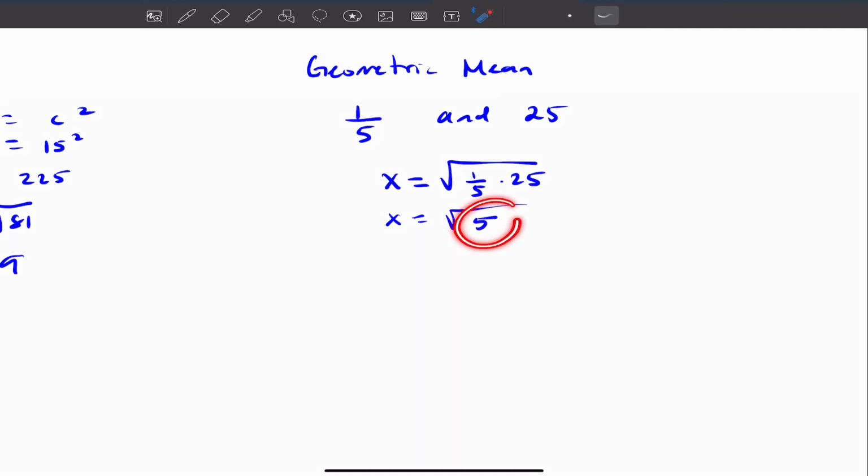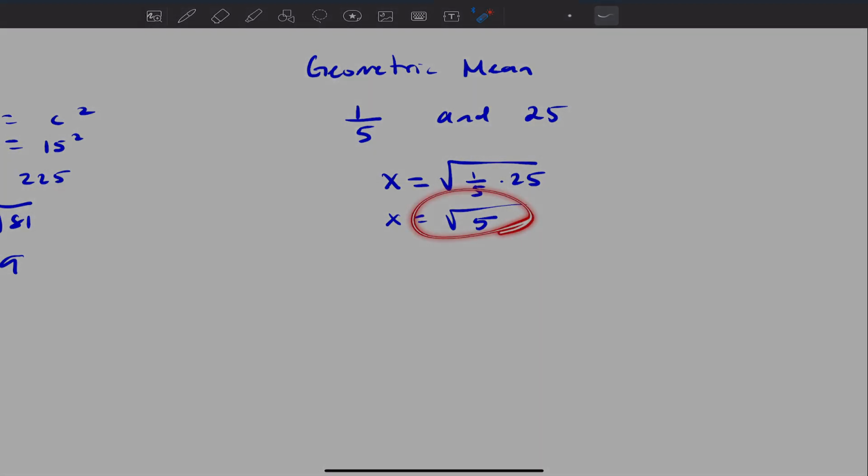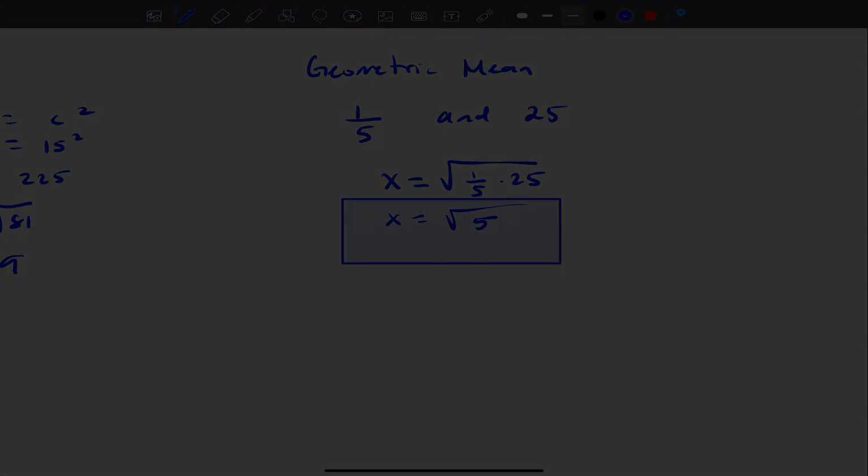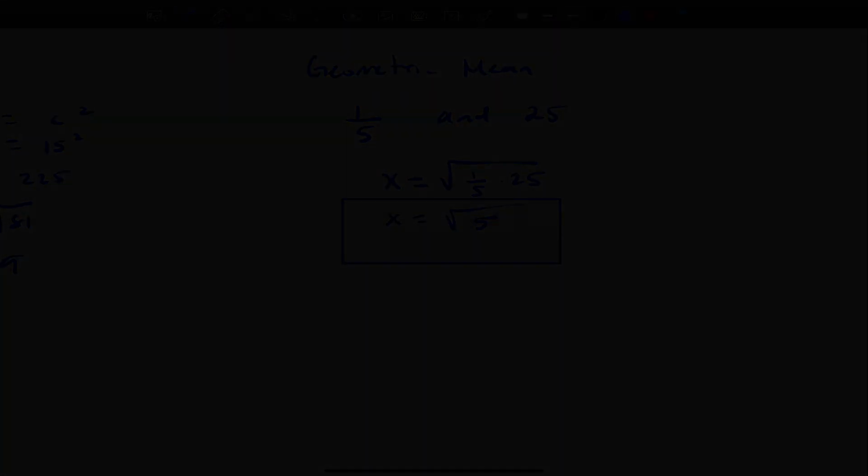Can I break down the 5 here? No. So this is basically simplified. It's like simplifying fractions, but with radicals. Okay, so x is equal to the square root of 5. That's your answer.